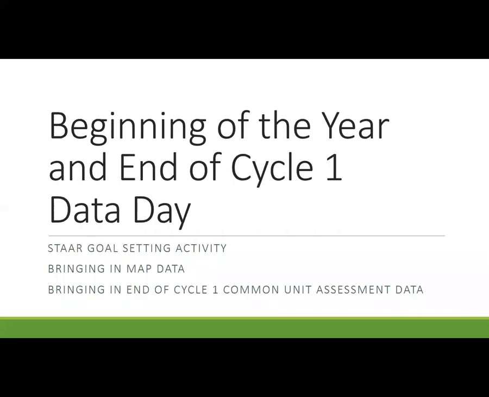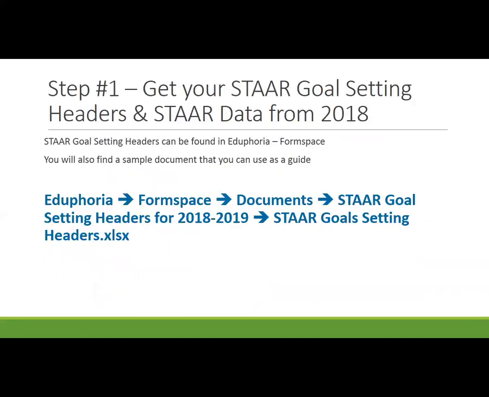Today we're going to talk about analyzing our beginning of the year data as compared to our STAR test from last year. We're going to look at our STAR goal setting activity. We're going to be doing another activity where we bring in MAP data, and then a third activity where we bring in Cycle 1 Common Unit Assessment data, or ECA data, so that we can compare all of this and begin a progress monitoring tool that we'll be using all year long.